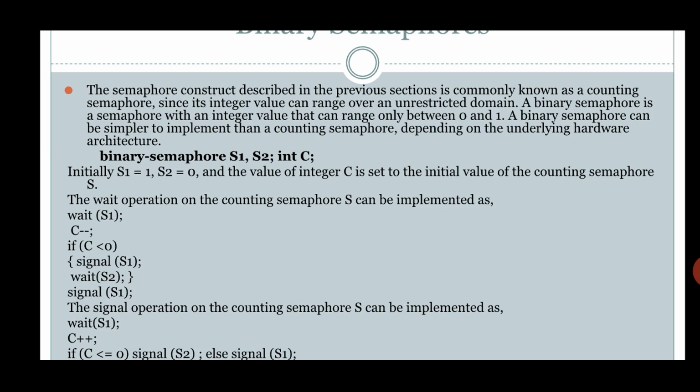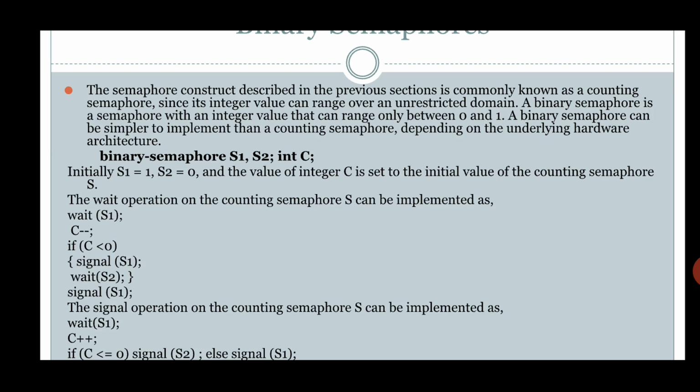So if the hardware architecture is fine, then it can go for any semaphore, either a counting semaphore or a binary semaphore. But if there are any issues with respect to hardware implementation or architecture, then based on the requirement or capacity, it has to choose the semaphore. So for binary semaphores, you have S1, S2, and an integer variable C, where initially S1 and S2 are set to 1 and 0, and the value of integer C is set to the initial value of the counting semaphore S. Whatever the semaphore value is, that has to be initialized to the integer value C.